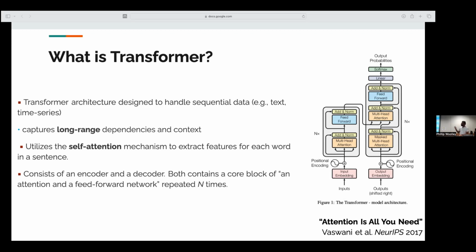One of the key things that it does is that it captures long range dependencies. That is, you can feed it a large amount of text and it will be able to identify relationships in that large text. That was not possible before.